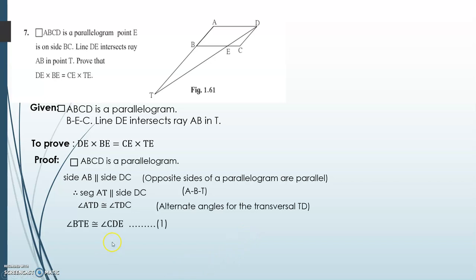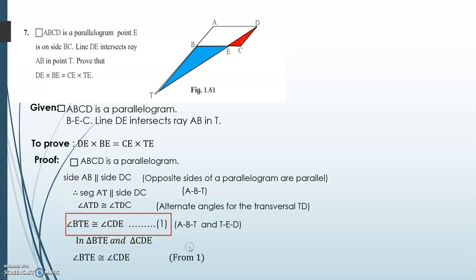Now, put it as 1. Now we will consider the two triangles, that is triangle BET and triangle CED. So here we have got angle BET congruent to angle CED. So we'll copy it down.